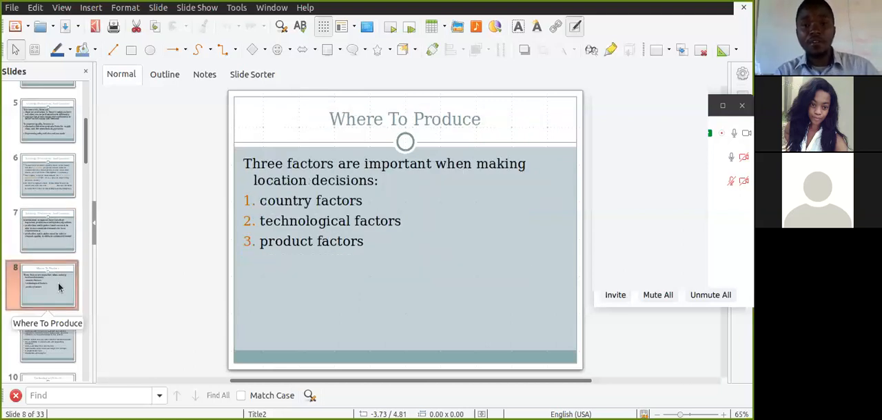Three factors are important when making location decisions. So you've got country factors, technological factors, and product factors. So these are where to produce. Like when you're now deciding on where to produce, you're faced with some decisions to make, and you are faced with some challenges in as much as you're going to be deciding on where to produce. So you look at the three factors, which are country factors, technological factors, and the product factors.